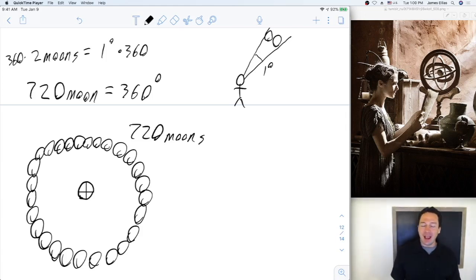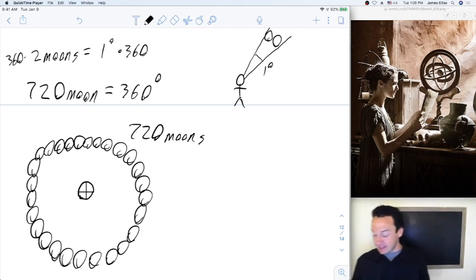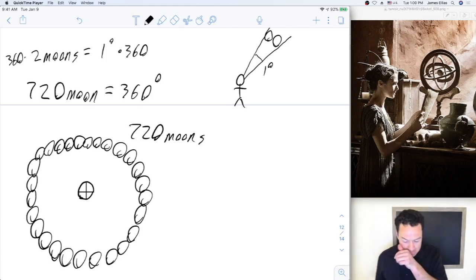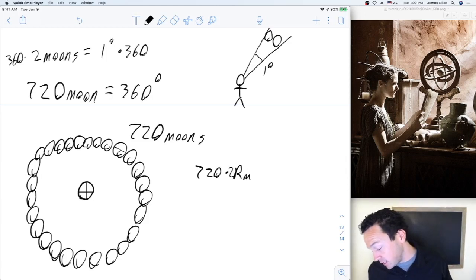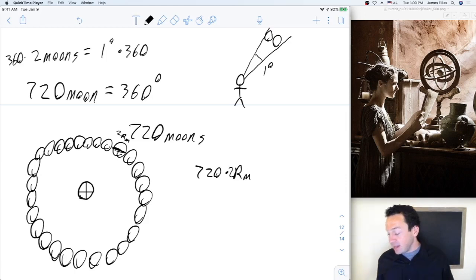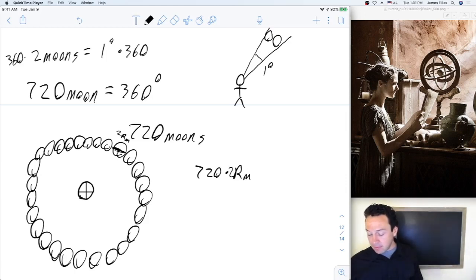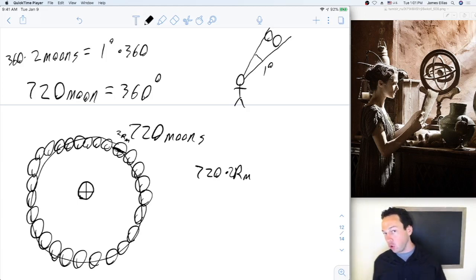Okay. And what Aristarchus does is he realizes, okay, well, I know the radius of the moon. So that means that 720 moons times 2 the radius of the moon. See, this is the diameter of the moon, which is 2 radius of the moon. 720 of those makes the circumference of the whole moon circle.